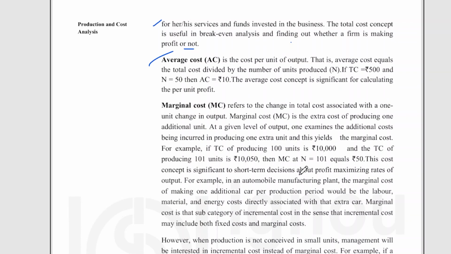Next is average cost. AC is the cost per unit of output, that is, average cost equals the total cost divided by the number of units produced. If TC is equal to 500 and N is equal to 50, then AC is equal to 10. The average cost concept is significant for calculating the per unit profit.